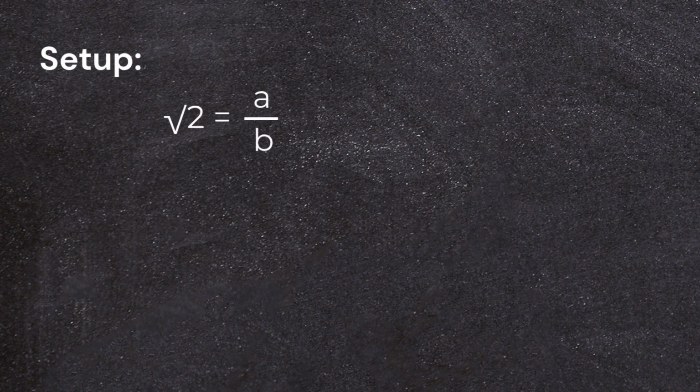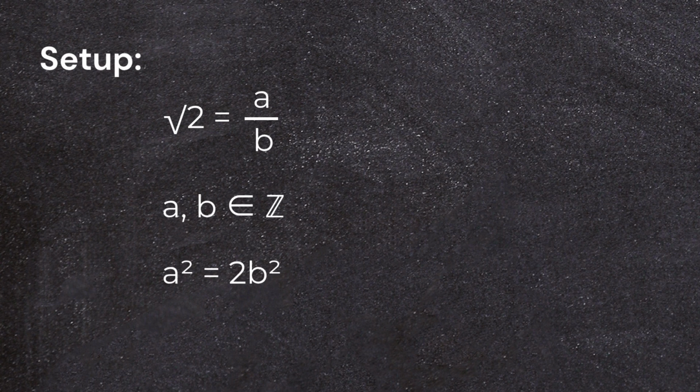Again, we assume that the square root of 2 equals a over b. Squaring both sides gives a squared equals 2 times b squared. That means the square of an integer, a squared, is exactly double another square, b squared. Now here comes the idea. Is it possible for 2 times a perfect square to itself be a perfect square?